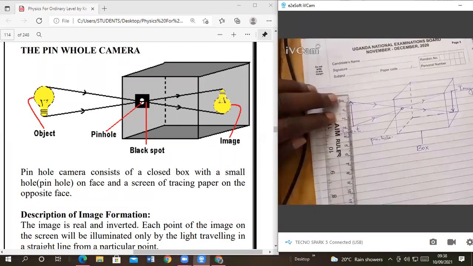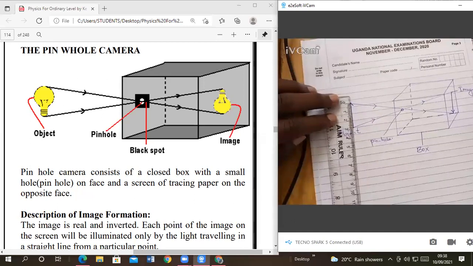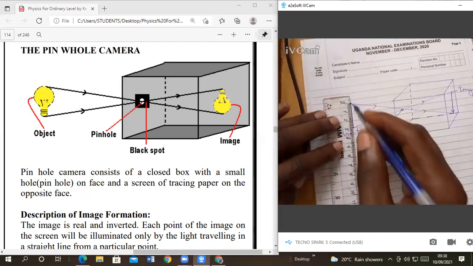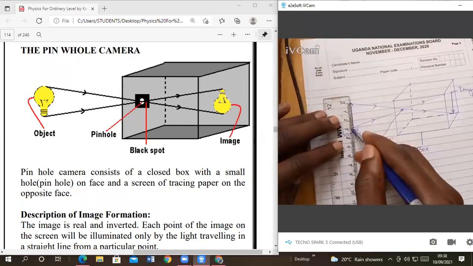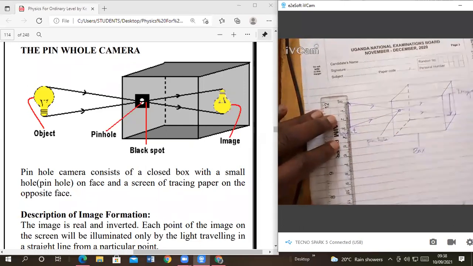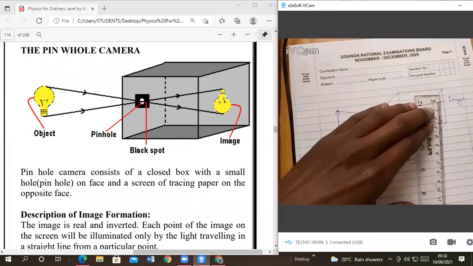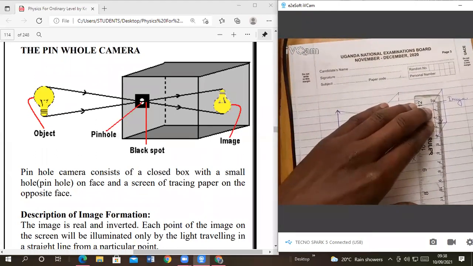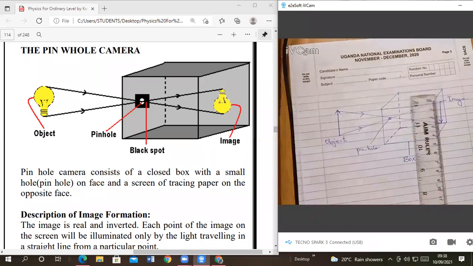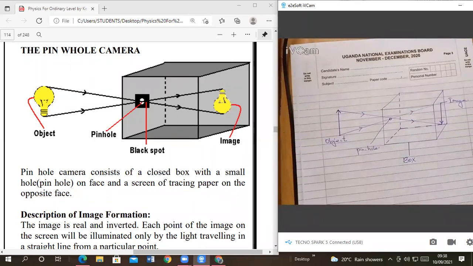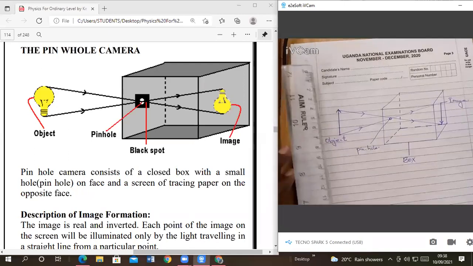So when you measure this one, I want you to see. When you look at this one, it is around 2.8 centimeters. Now, when you measure this one, you see that only 2.5. So what has happened, members, to the size of the image? The image is smaller, not so? So when the image is smaller, we say it is diminished. Yes. We shall look at that one also later.